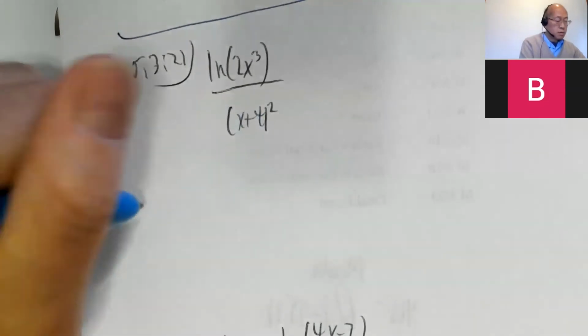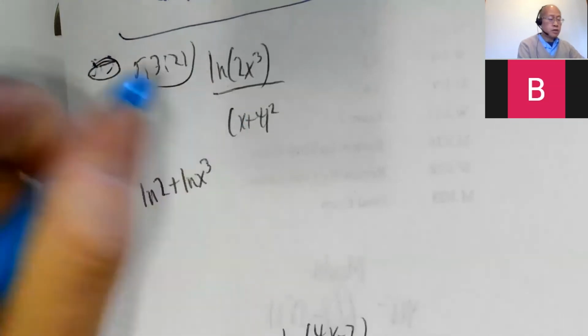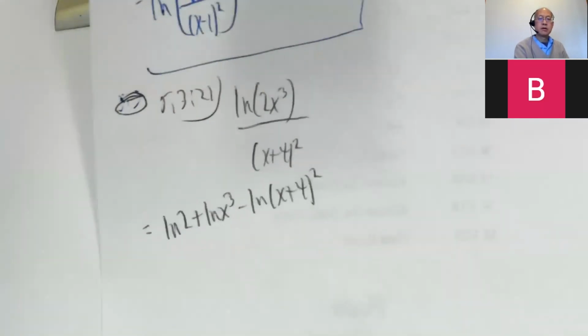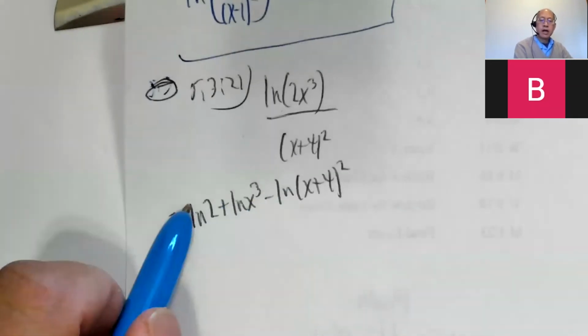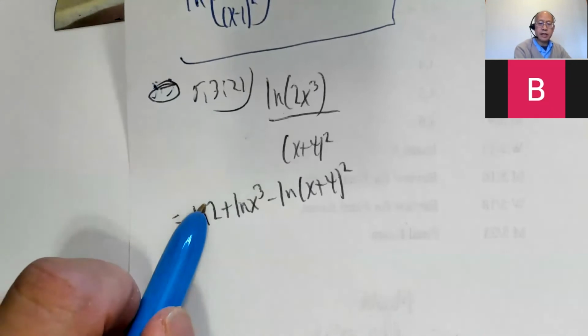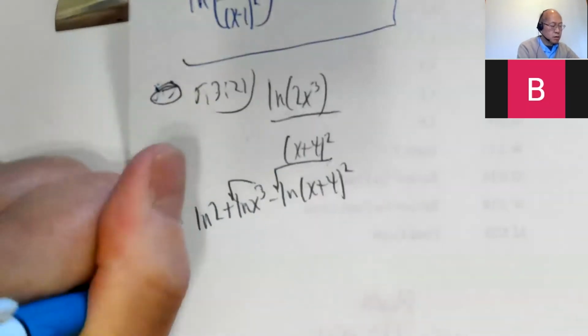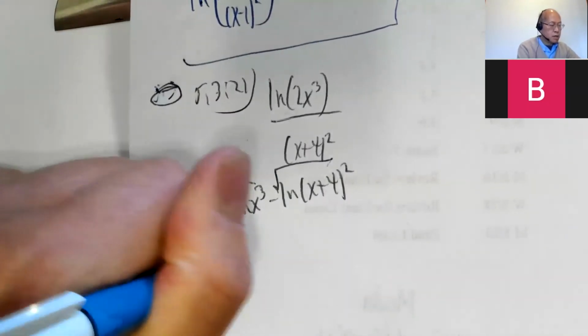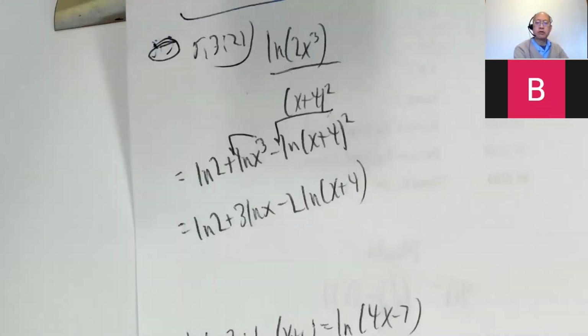Okay, this is a product. So ln of the first plus ln x cubed. And this is division, so minus ln x plus 4 squared. Okay, ln 2 plus ln x cubed minus ln x plus 4 squared. And then all the exponents can come down. So that has no exponent. 3 comes down, 2 comes down. So natural log of 2 plus 3 ln x minus 2 natural log x plus 4. ln stands for natural log.